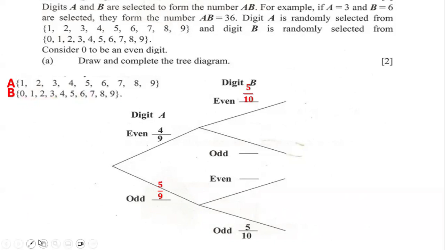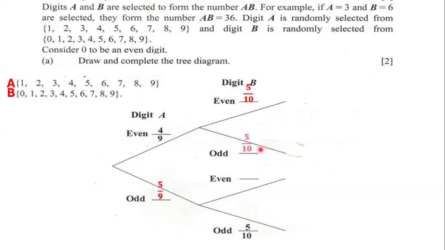So, but we want specifically for B to be an even number. So let's count how many even numbers we have in this set. This is going to be 1, 2, 3, 4, and 5. So there are 5 even numbers in the set, and there are a total of 10 numbers in total. And so the probability of digit B being even is going to be 5 over 10. Okay, 5 over 10. Next, we want the probability of digit B being odd.